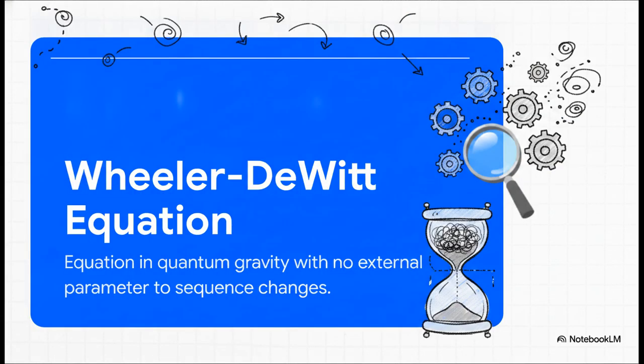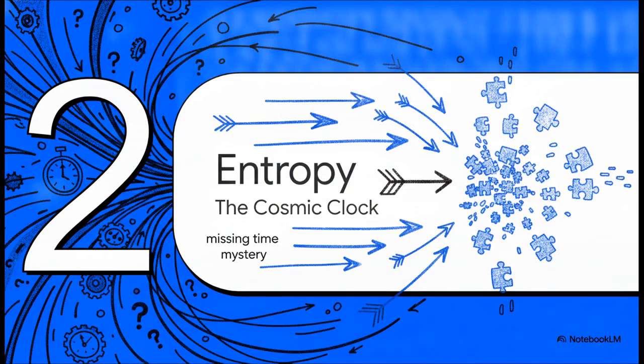Enter the Wheeler-DeWitt equation. You can think of this as a cosmic crime scene where our concept of time is just nowhere to be found. It describes a universe in this pure static state. There's no parameter for t, no external ticking clock to sequence physical changes. So the big question is, how on earth do we get the flow of time we experience in the real world out of a static, completely timeless equation? That brings us to Section 2, entropy, the cosmic clock.